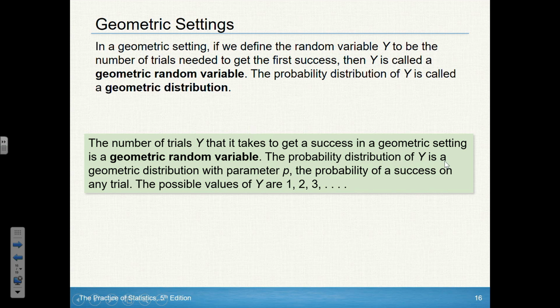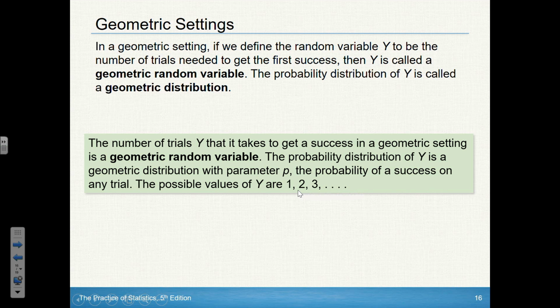So the probability distribution of y is a geometric distribution with parameter p. So when we identify the geometric random variable, all we have to talk about is the p, the probability of success, as opposed to a binomial distribution when we had to identify the n and the p, or a normal distribution when we had to identify the mean and the standard deviation. Here with geometrics, all we have to do is identify p, because that's all we need to know to find the probabilities. And it says the probability of success on any trial, that's the p. And the possible values are 1, 2, 3, etc.